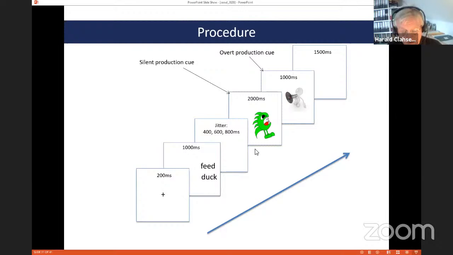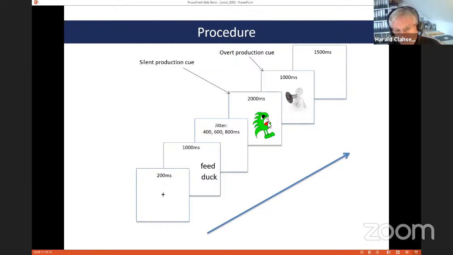To cue the silent production of the compound, a fantasy monster appeared on the screen for 2 seconds. They are told, whenever you see this creature, say the compound to yourself silently. Don't articulate it. The silent production cue was then followed by a picture with a loudspeaker to cue overt production of the compound, and then they have to speak it out loud. Finally, a blank screen. You could say this is a delayed vocalization paradigm, or a delayed production paradigm.